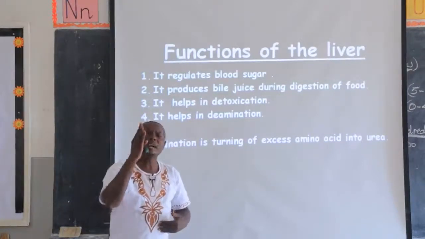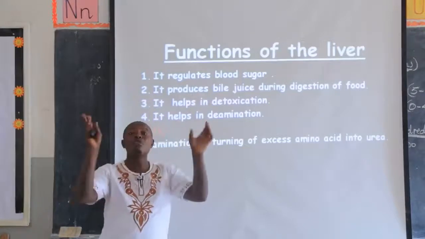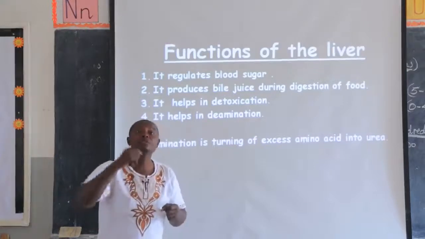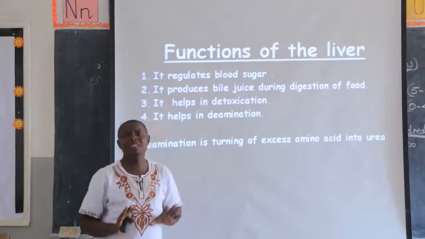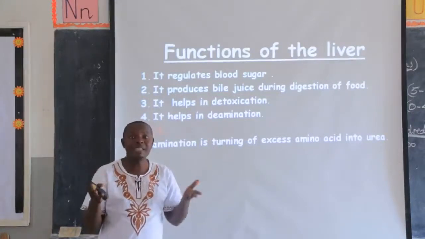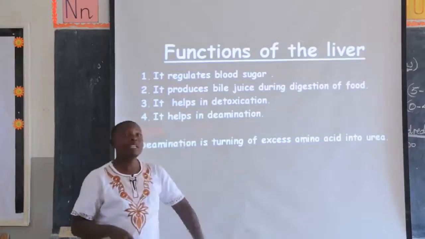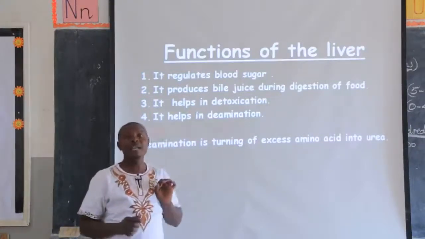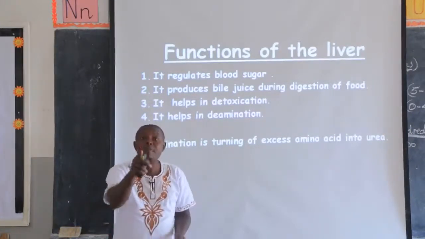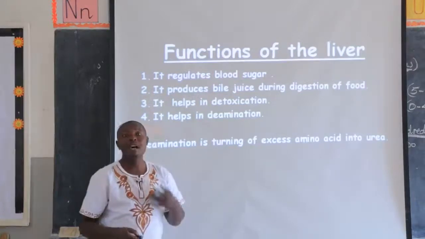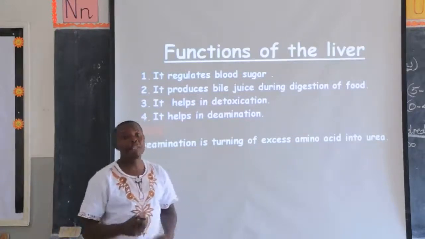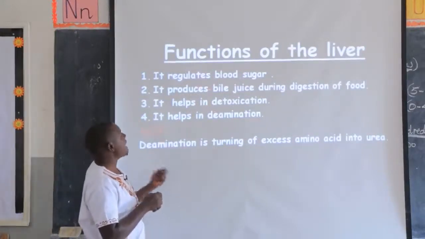In case the sugar is too much in the body, the liver will fail to regulate it. It will fail to reduce it. It will fail to balance because it is too much. You know that too much of anything is poisonous or bad. Now, in case there is too much sugar in the body, the liver will fail to balance it with what the body needs, and you later develop a disease called diabetes. That is diabetes caused by too much blood sugar in the body. So the liver helps in regulating blood sugar.